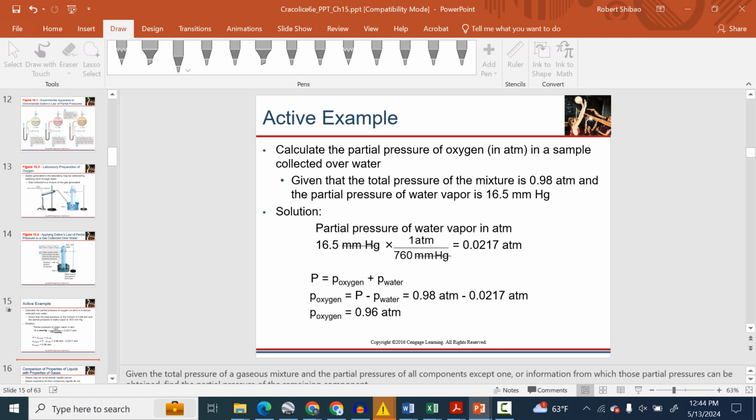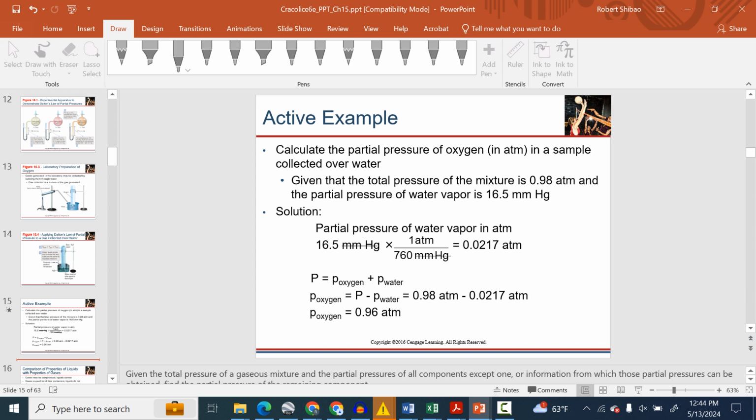It's an empirical table, so we get it out of the table. So here, we need the temperature. Given that the total pressure, they give us the total pressure of 0.98 atmospheres, and that total pressure is the pressure of the gas plus the pressure of the water vapor, and then they give us the pressure of the water vapor at 16.5 millimeters of mercury.